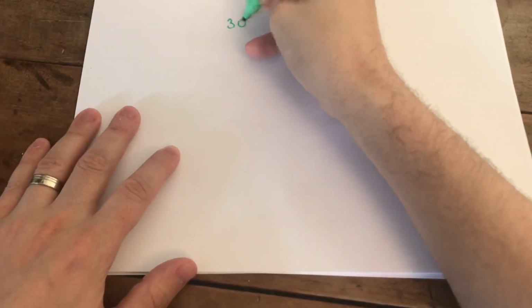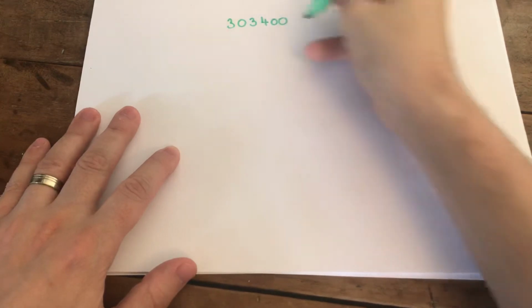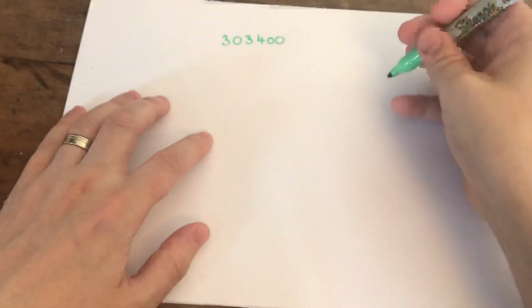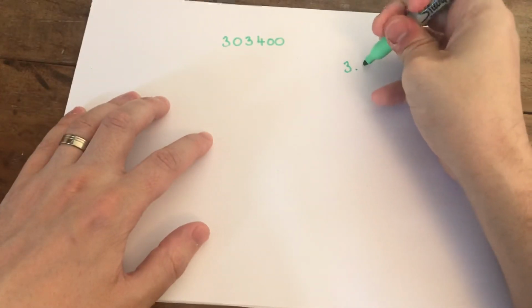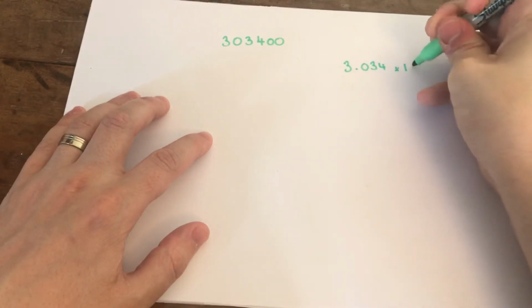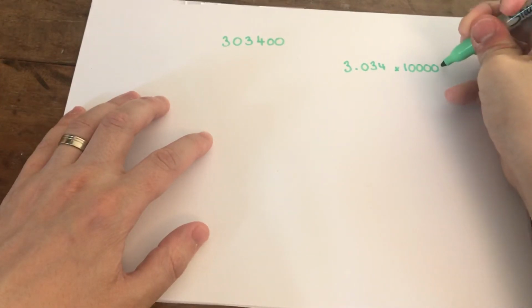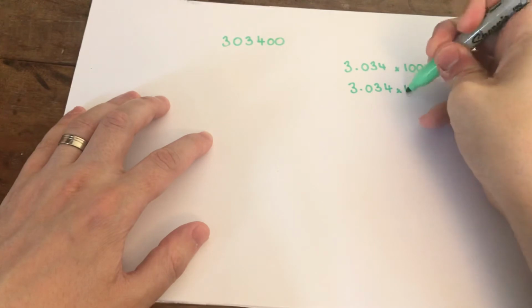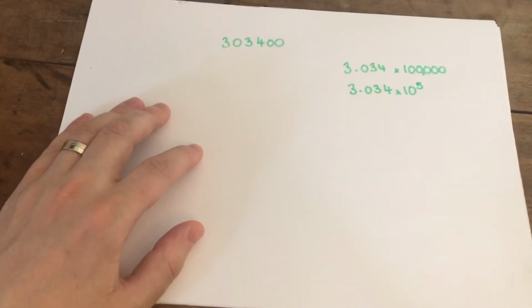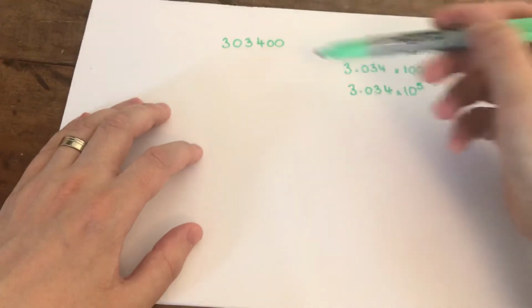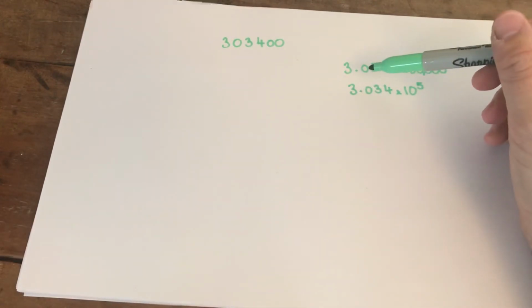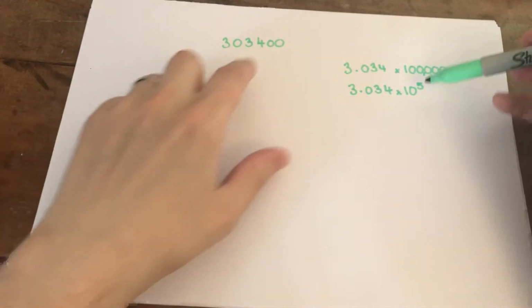I'm going to just do one last one here. Imagine we have 303,400. Again, that's like saying that you have 3.034 times 100,000. So when you write this in standard form, you write it down as that. Notice I haven't left any decimal places out. I haven't rounded this number to any decimal places. I've written down all of my decimal places.